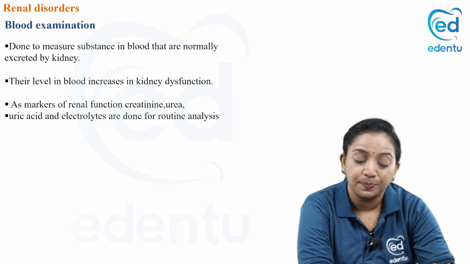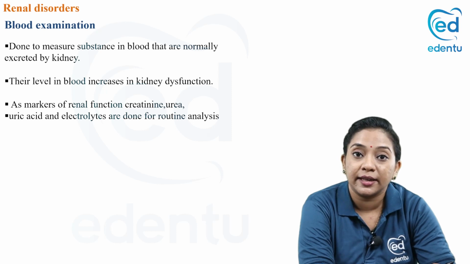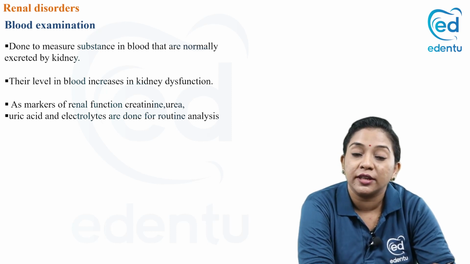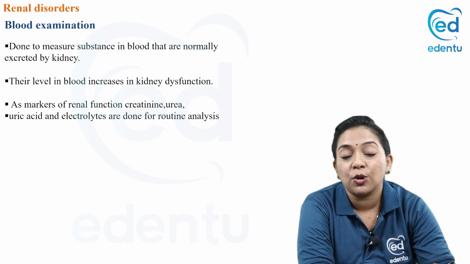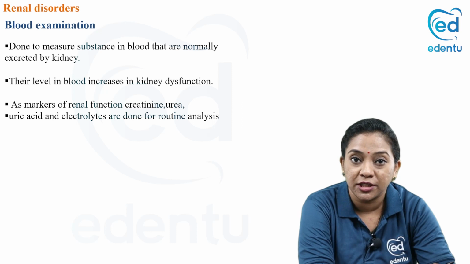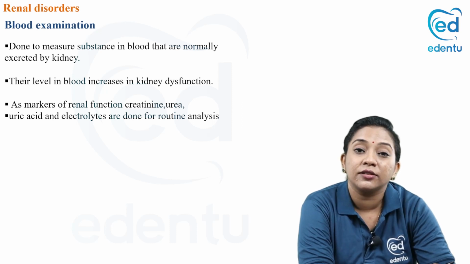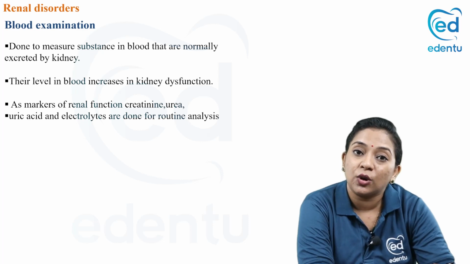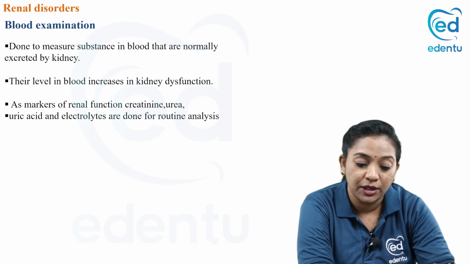Coming to the next one, that is the blood examination. In blood examination, usually what we do is examine the substances that are passed through the kidney and get deposited in the blood. That is usually the level of urea, ammonia, uric acid. These all are examined in blood examination.